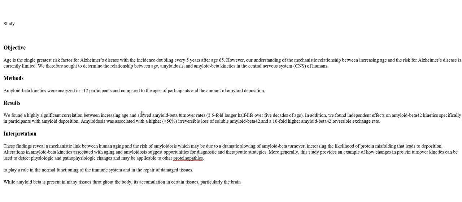Those findings reveal a mechanistic link between human aging and the risk of amyloidosis, which might be due to the dramatic slowing of amyloid beta turnover, increasing the likelihood of protein misfolding that leads to deposition and alteration in amyloid beta.